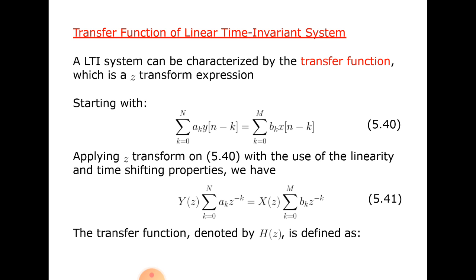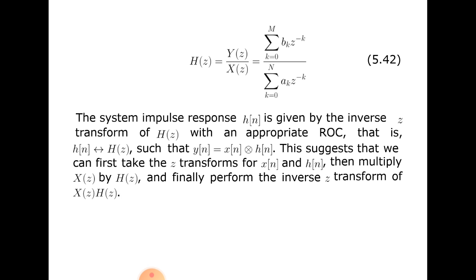with the use of the linearity and time shifting properties. We have Y(z) times the summation of a_k z^-k, which is equal to X(z) times the summation from k = 0 to n of b_k z^-k. The transfer function denoted by H(z) is defined as H(z) = Y(z) / X(z), output divided by input, which is equal to the summation of b_k z^-k divided by the summation from k = 0 to n of a_k z^-k.